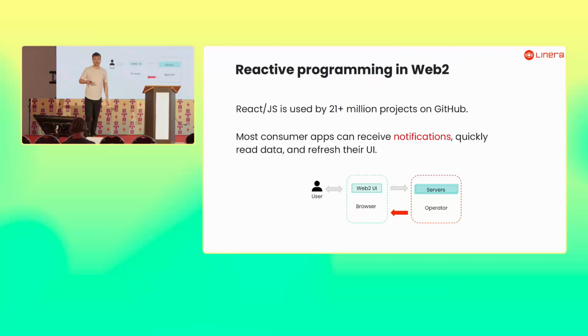If there was any doubt that reactive programming is important, we can look at what's happening in Web 2. What's amazing is that you have frameworks like React.js that have tens of millions of projects using them, if you just look at the stats on GitHub. So definitely, this is a standard. This is the way people are used to programming user interfaces.